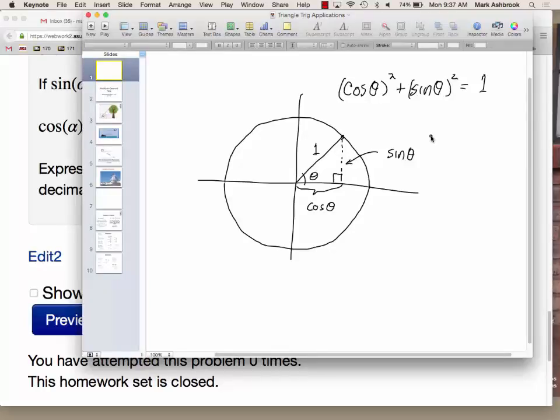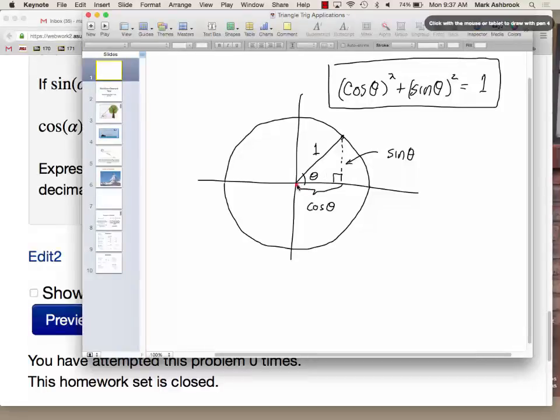Is that true for just some angle measures theta or all angle measures theta? So if I choose a different angle measure, I get a different triangle, but does that relationship hold? So I'll do it in red here. What about for this triangle right here? Does that same relationship hold for that triangle with a smaller angle measure? The red one. It's still cosine theta is still our horizontal distance, sine theta is still our vertical, and we still have a hypotenuse of 1. So yes, it still holds.